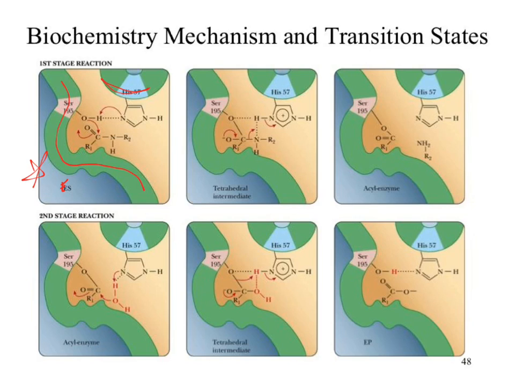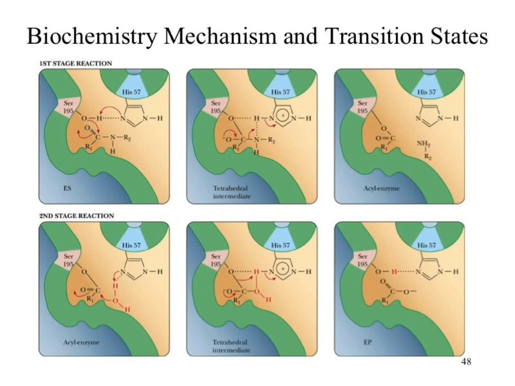What's the orange area? The orange area is just open space. Okay. Your substrate is in here. There's your substrate as blue. So what ends up happening is the substrate makes it in through the open space into this pocket next to serine and histidine.